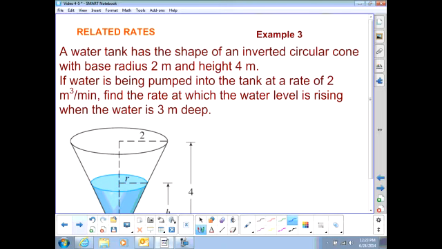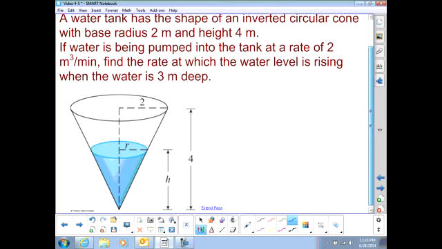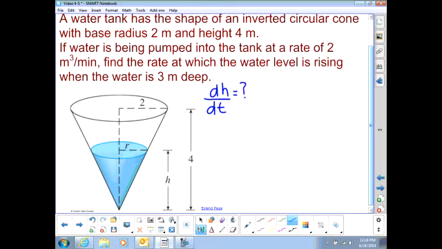All right, next up, we have a water tank that has the shape of an inverted circular cone, like the one pictured, with a base radius of 2 meters and height of 4 meters. If water is being pumped into the tank at a rate of 2 meters cubed per minute, find the rate at which the water level is rising when the water is 3 meters deep. So we want to find how the height is changing. So in this question, we are looking for dh/dt. It's important to identify that because eventually when we set up our equation, that is the only one we will not sub in for.